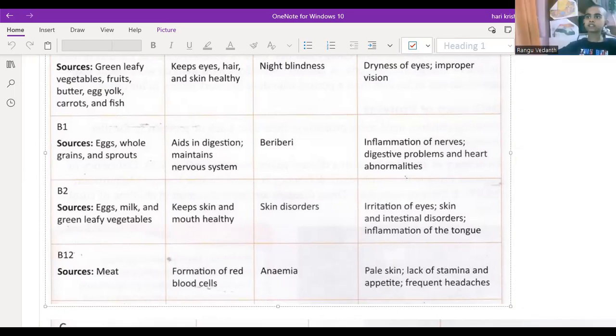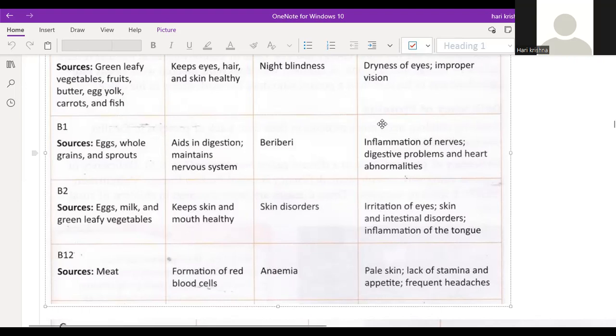Sir, can you repeat the question? What are the symptoms of vitamin B1 deficiency? The disease name is beriberi. Symptoms: digestive problems and heart problems. The heart will not work properly, heart abnormalities, digestive problems, inflammation of nerves.